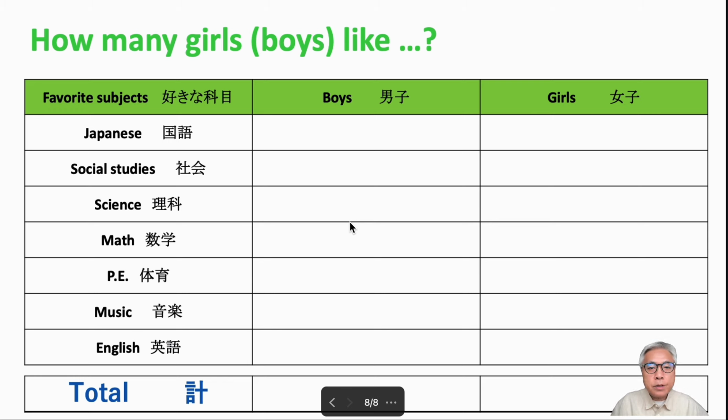Okay, let's get started on your activities. I'd like you to enjoy this activity and I'd like you to make a good graph.